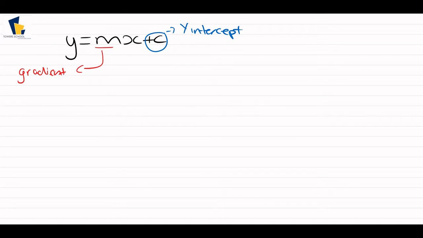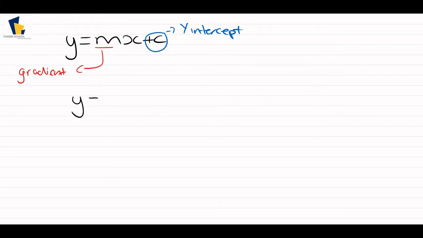Okay, so the gradient is how steep it is. If it's positive, it's going up. If it's negative, it's going down. And the y-intercept is where it's going to cross the y-axis. So what we're going to have a look at today is drawing some of these lines from an equation of a line. So copy this down as we go along, please.